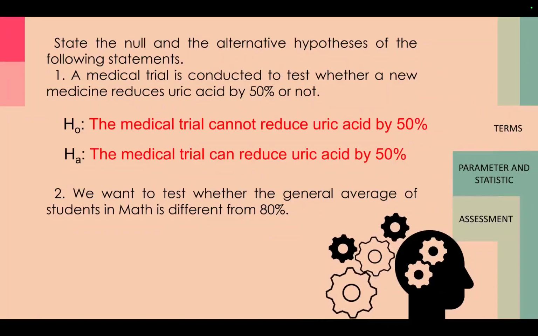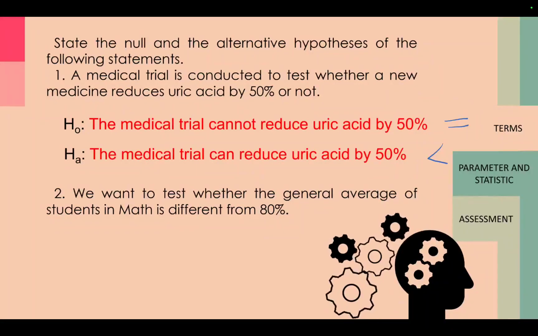I hope this one is clear to you. So, it cannot reduce, meaning it remains the same, equal. The medical trial can reduce uric acid by 50%, it means less than. That's found to be effective. That is the difference between them.